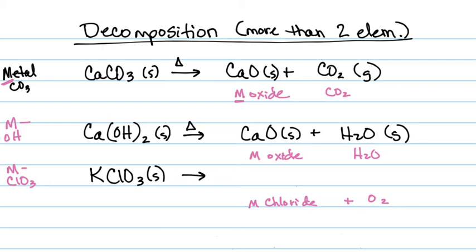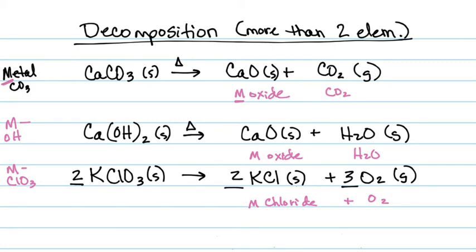So potassium is my metal. Chloride is a 1- charge, so that is KCl. 1+, 1-, which cancels. And oxygen gas. And in this one right here, you would go back and balance it, and your coefficients would be 2, 2, and 3.